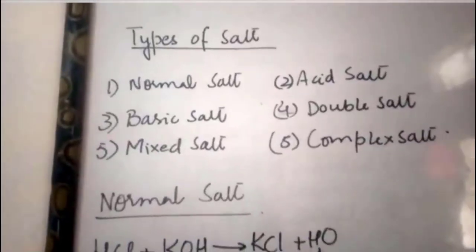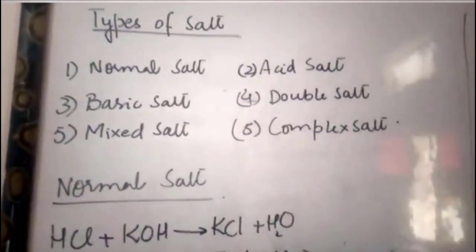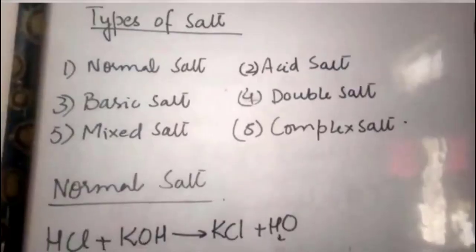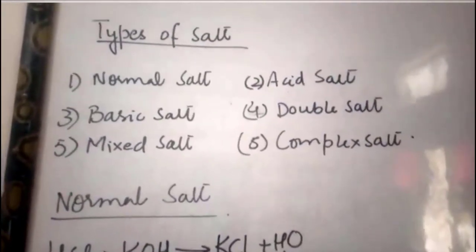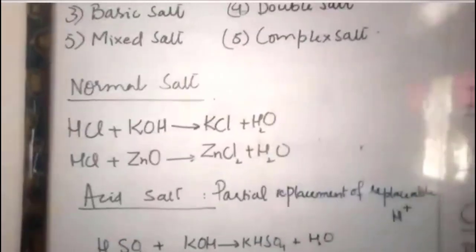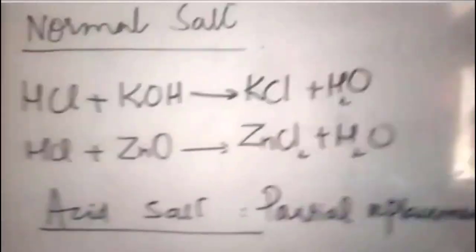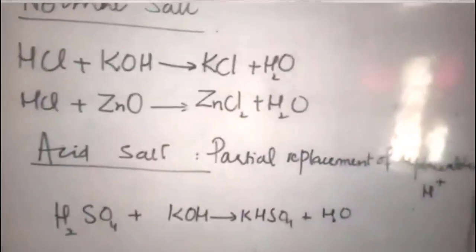Now we study the types of salt. Usually on the basis of the properties, salts are of 6 types: normal salt, acidic salt, basic salt, double salt, mixed salt, and the complex salt. Now we go into the detail of these 6 types of salt. First type is a normal salt. Normal salt is a simple salt which we use in daily life, and can be formed by simple neutralization reaction of acid and base.